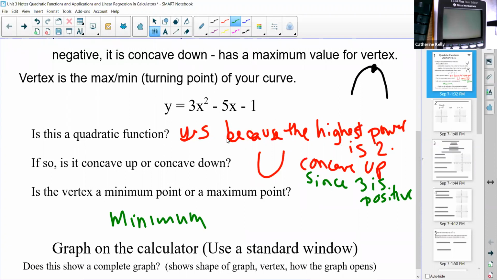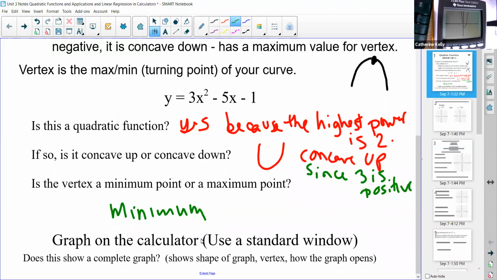Let's graph it on the calculator and use standard view. If you put it into your y equals, it will be 3x squared minus 5x minus 1. And we're going to graph it. I'm going to do zoom. My windows are going to be negative 10 to 10. And as you see, it's concave up, and it would have a minimum.